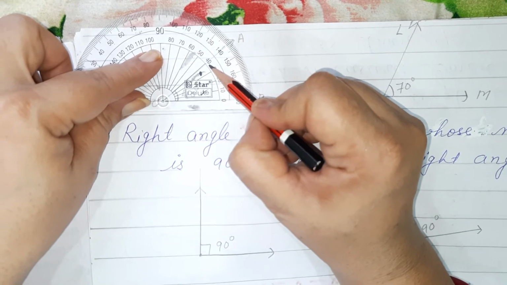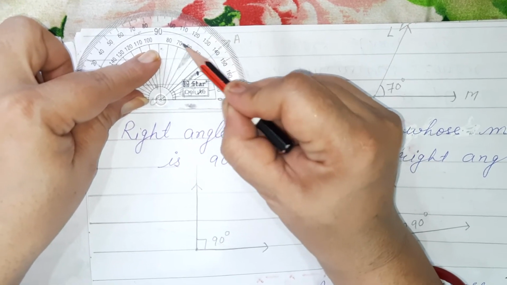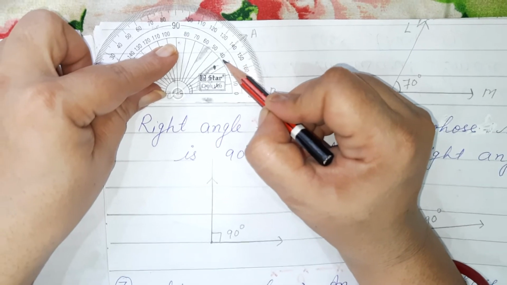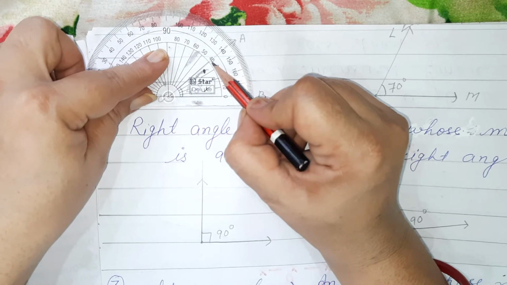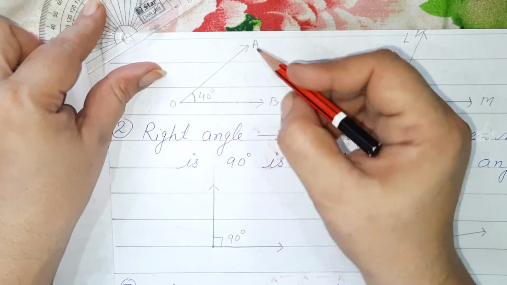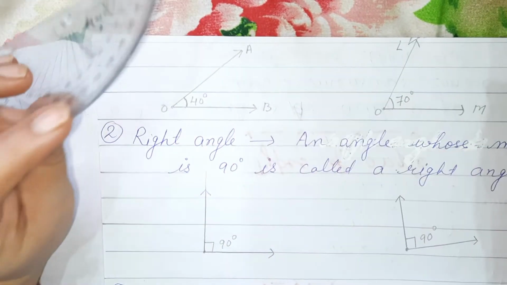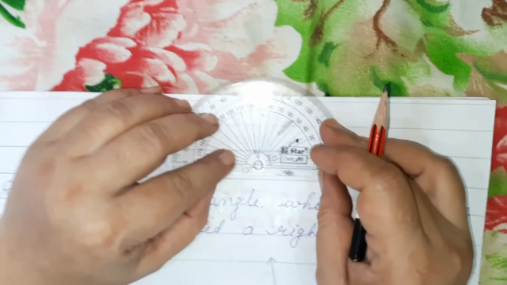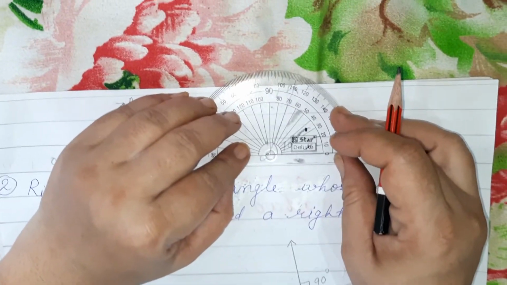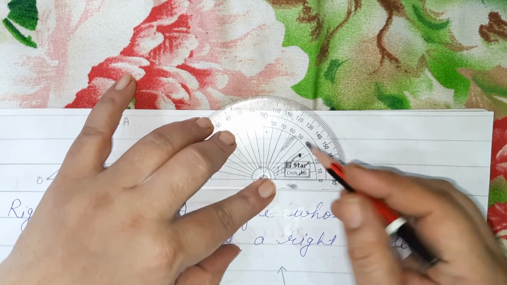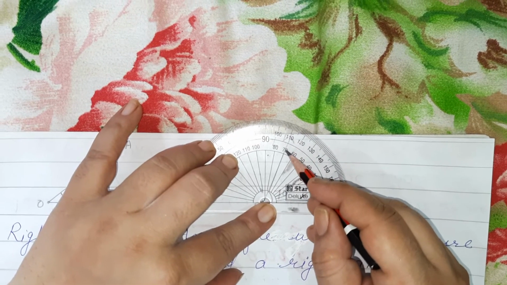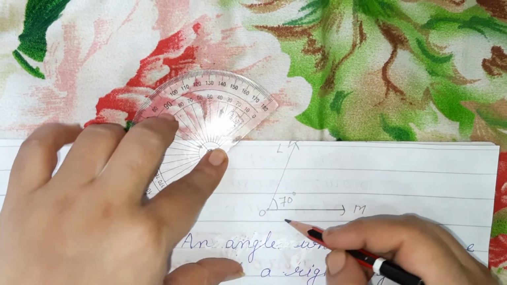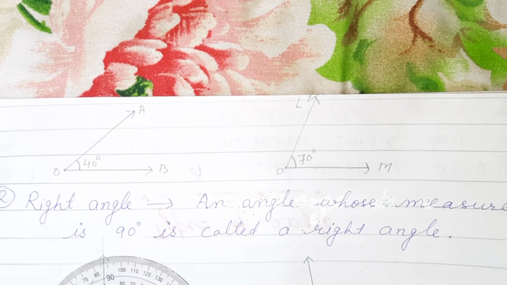See, this is 40. We have to check our scale, it is outside scale. So it is near 40. It is the angle of 40 degrees and I have written it here. Now second angle, I am arranging my protractor here. It is the angle of 70. See, my first ray and my second ray is under the 70 degrees. So any angle which is less than 90 degrees is called an acute angle.